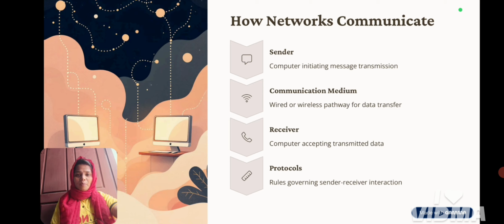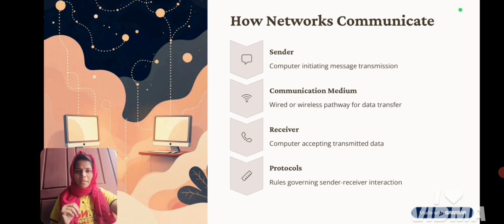If I want to share the information in a WhatsApp group, then the message will be received by more than one person, right? That is also decided by the protocols only. So, this is the simple main concept. We want to know the components, that means how networks communicate, which is possible by sender, communication medium, receiver and protocols as well. Protocols are the most important. It is also a deeper concept, we will discuss it later.